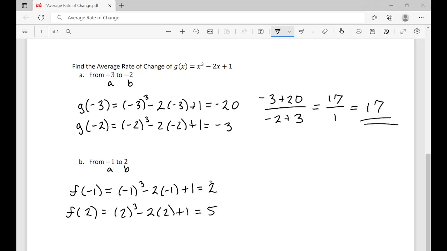So again, g of a, g of b. So we're going to have 5 minus 2 over 2 plus 1, because again, double negatives. And that's going to give us 3 over 3, which is going to equal 1. So the average rate of change between negative 1 and 2 for this function is just 1.